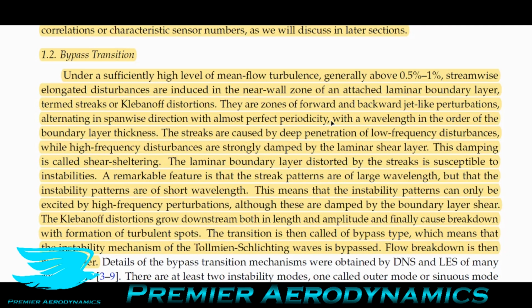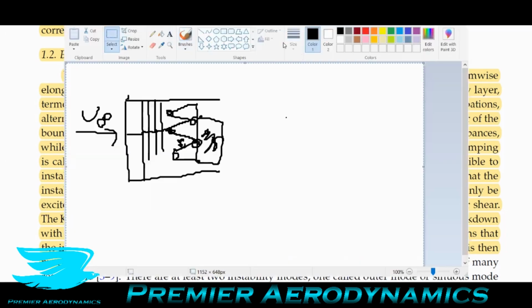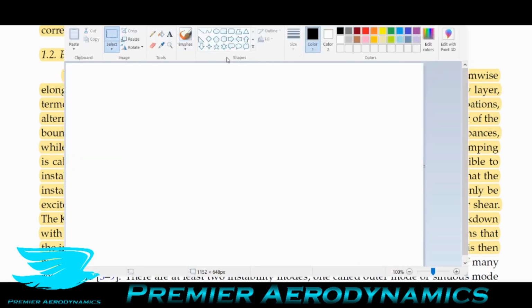Although these are damped by the boundary layer shear, the Klebanoff distortions grow downstream both in length and amplitude and finally cause breakdown with the formation of turbulent spots. The transition is then called bypass, which means that the instability mechanism of the Tollmien-Schlichting waves is bypassed. Flow breakdown is then much faster. So let me discuss what this is. As I mentioned, it looks very similar to the natural transition, but it is faster and more harsh.